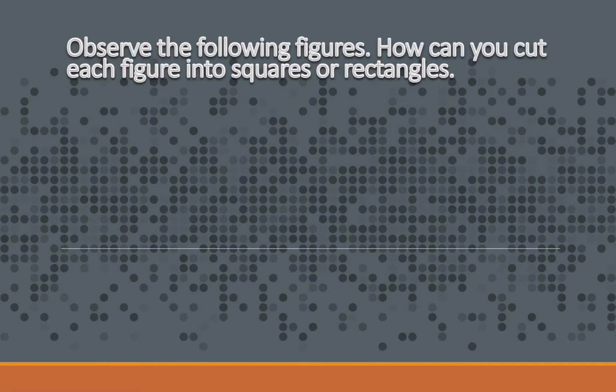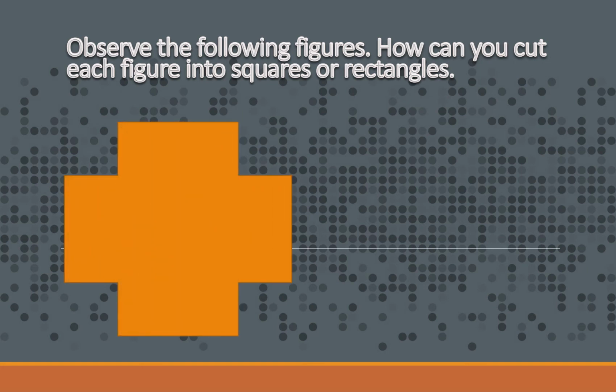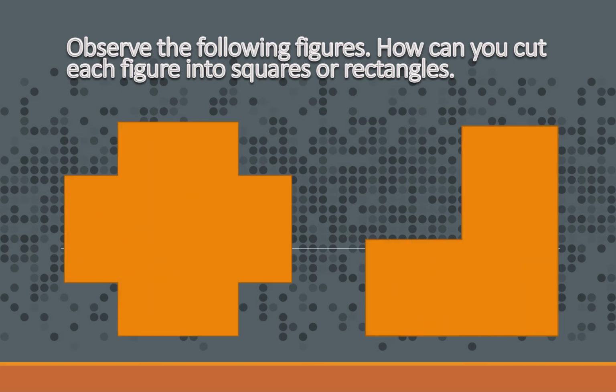Okay, class. So let us observe the following figures that I will present. How can you cut each figure into squares or rectangles? The first figure is a cross, and the second figure is a reversal of letter L, I think. If I were to cut this into rectangles, I can cut it horizontally. So we have three figures in all.